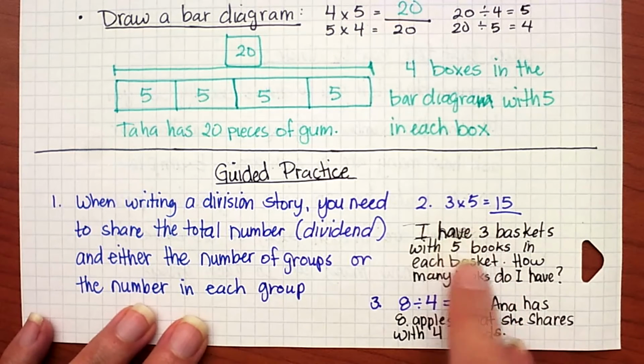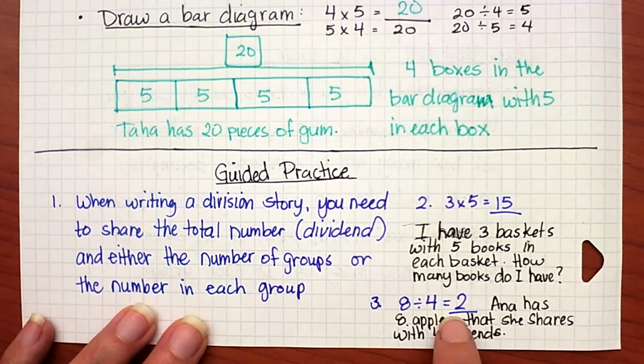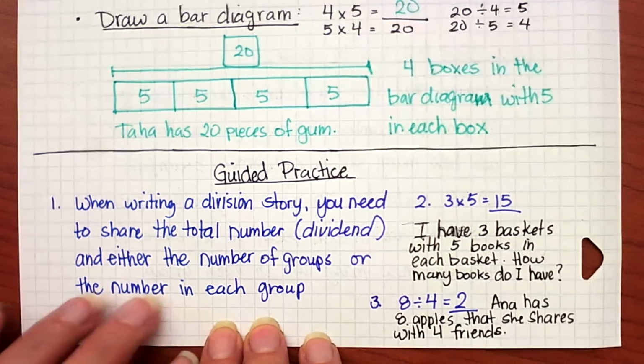So this one tells me the groups and the number in each group and it asks me how much I have in all. And this one gives me the total, it tells me how many groups I need to break it into, and then it asks me how many are going to go in each group. That tells me that I'm dividing.